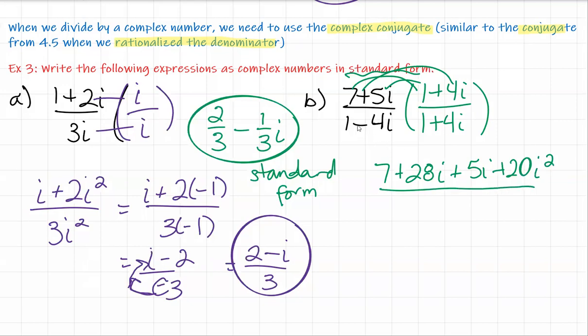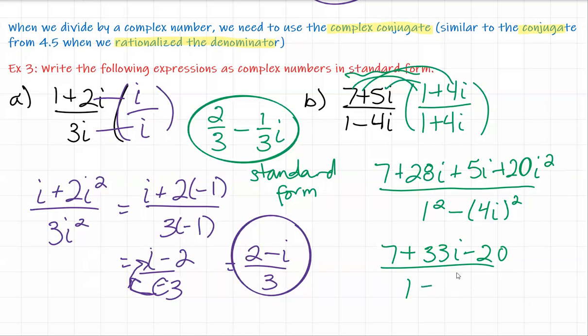Now our denominator, we can use those special patterns to cheat a little bit, right? This is a minus b times a plus b. So I get a squared minus b squared to make my life a little easier and a little faster. So in the numerator, I can do 7 plus 28 plus 5, that's 33i. 20 times i squared, we've already seen that's going to be 20 times negative 1, so we can just write this as minus 20. Over 1, because 1 squared is 1, minus 16i squared. The i squared is a negative 1, so this is just going to be plus 16.